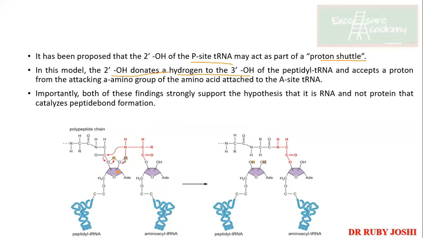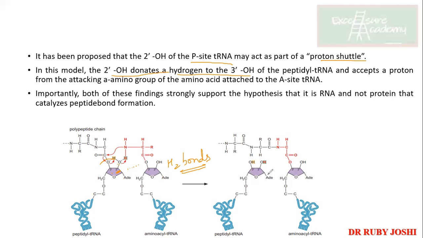तो यहाँ पे क्या होगा? इसका H हटके यहाँ चला जाएगा and accepts a proton from the attacking alpha amino group of the amino acid attached to the A site tRNA. Look over here. So यहाँ पे वो क्या कर रहा है? When you have a dotted line like this, it means those are hydrogen bonds. ठीक है? Those are hydrogen bonds. Now what is happening? 2'OH का जो H था वो आपने दे दिया किसको? 3' को, correct? And amino से आपने H ले लिया.